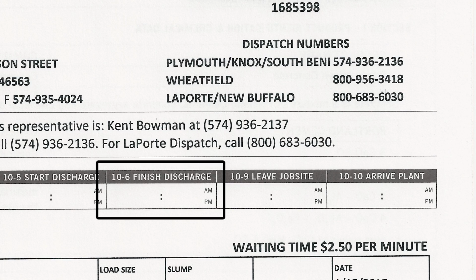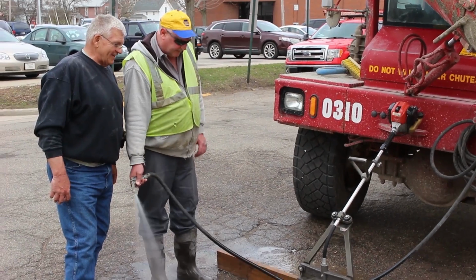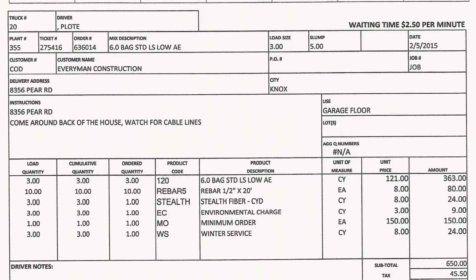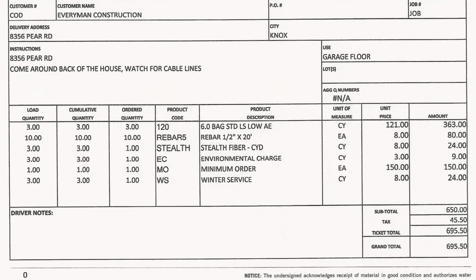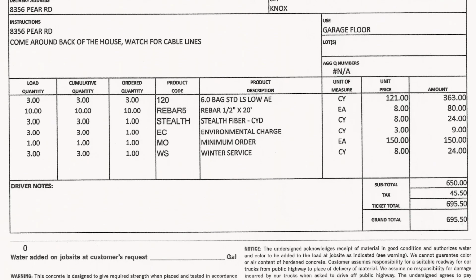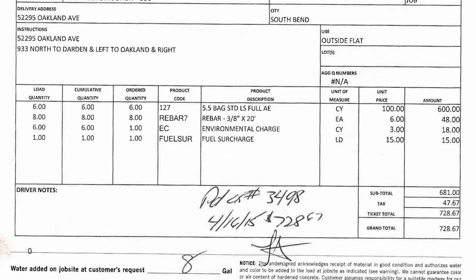If your order is a COD order, you'll need to make sure you collect payment before leaving the job. If the customer wants to use a credit card, he'll need to call dispatch to do so. If he is paying with a check, you'll need to get his driver's license number and phone number on the check. Mark the ticket Paid Check and write the check number on the ticket.